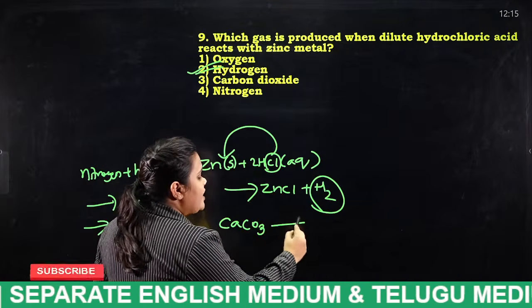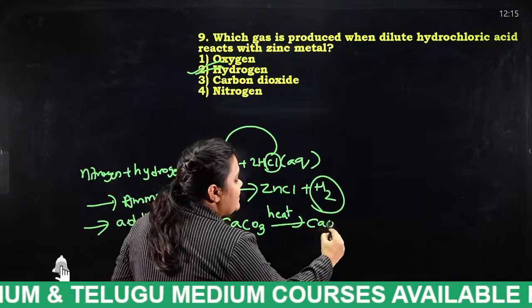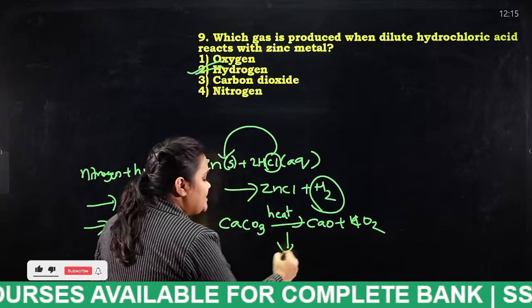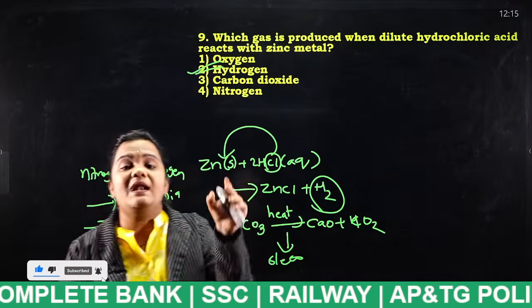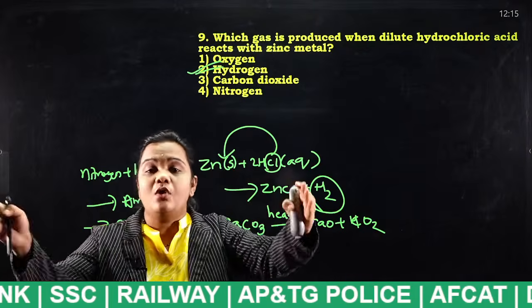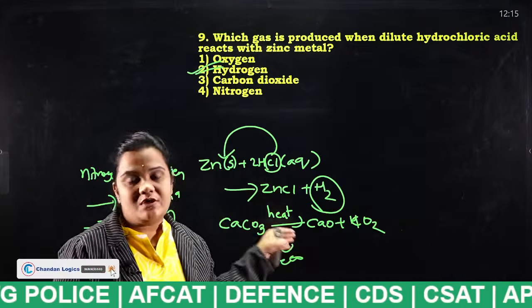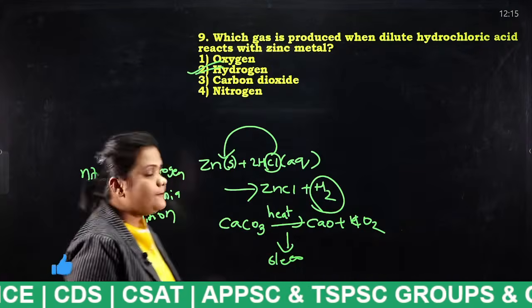Then what is a decomposition reaction of a particular compound, for example, calcium carbonate? If calcium carbonate is heated, what will you get, students? Calcium oxide plus carbon dioxide. This reaction is known as what? Decomposition reaction. That means a single chemical is split into two other substances. Okay, that particular equation is known as what? Decomposition reaction. Okay, very good. Next.